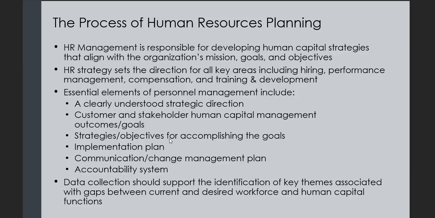The strategies and objectives for accomplishing the goals explain how we'll get there. The implementation plan is the specific steps and timeline. The communication and change management plan is how we'll keep everyone informed and engaged. And the accountability system will explain how we measure progress and hold people responsible.